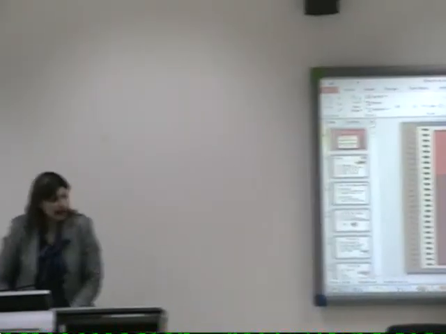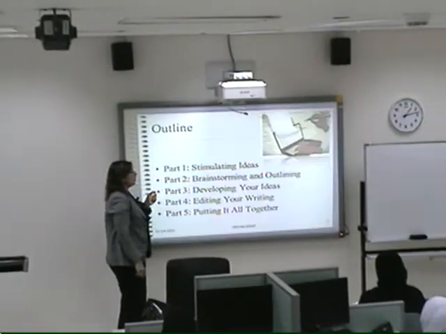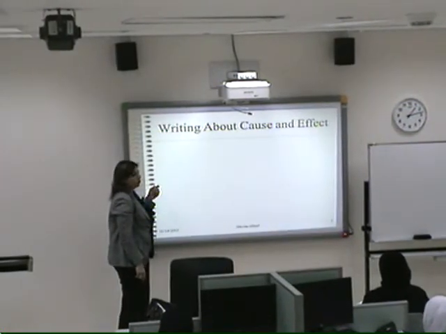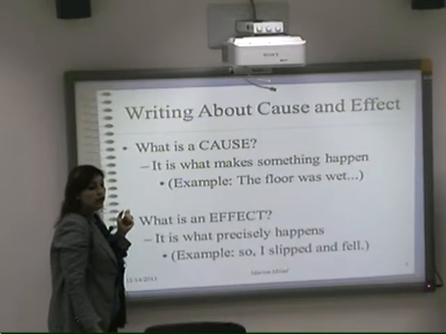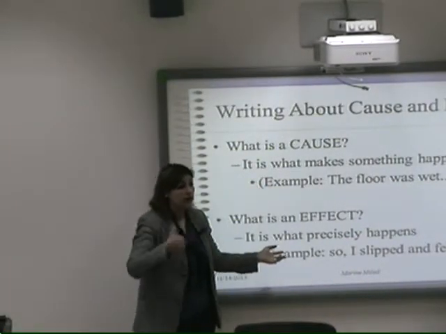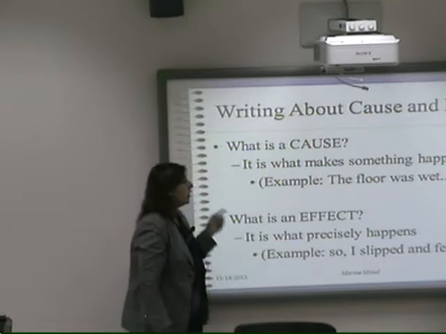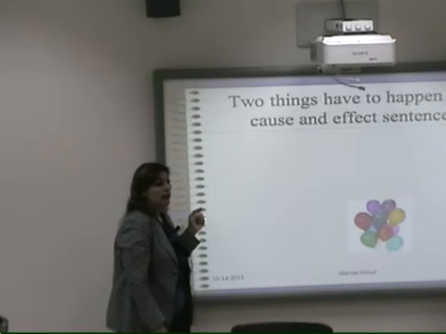Last time we presented the first and second parts of Unit 3, about cause and effect. We discussed what the cause is: it's what happened, what initially caused this to happen. And what happened is the effect or the result. Like, the floor was wet, so I slipped and fell.